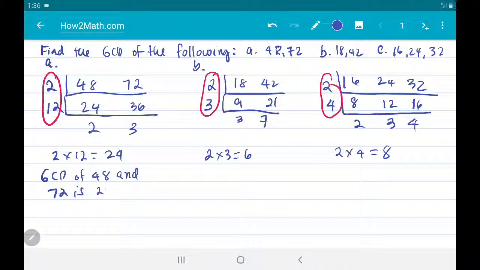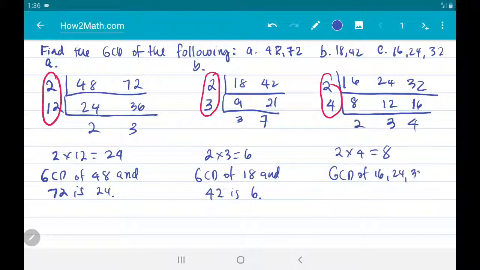So the GCD of 48 and 72 is 24. And then the GCD of 18 and 42 is 6. And then here, the GCD of 16, 24 and 32 is 8.